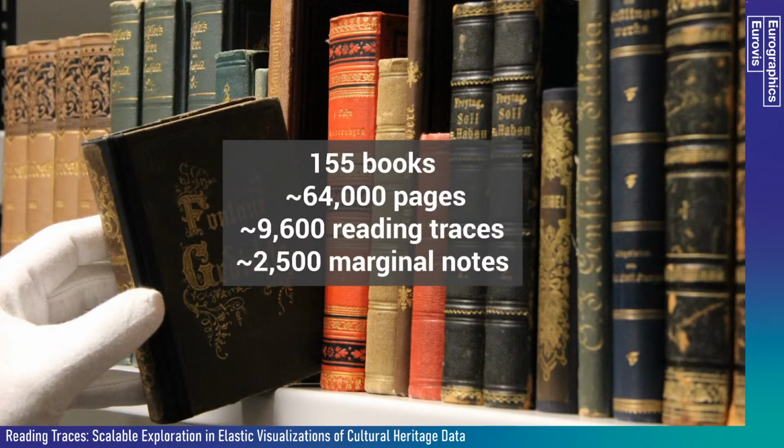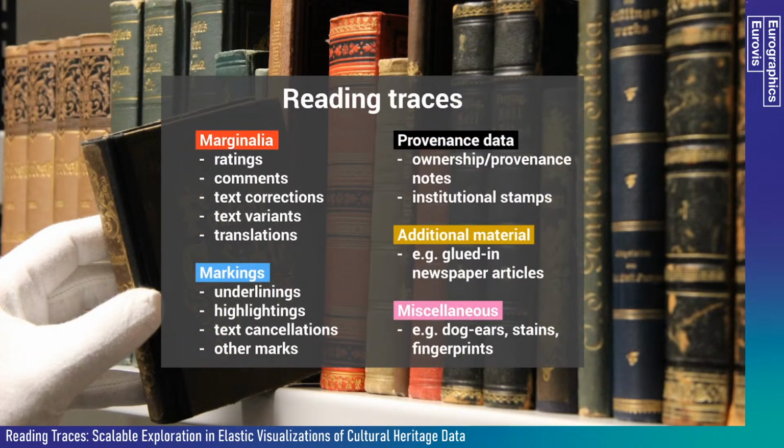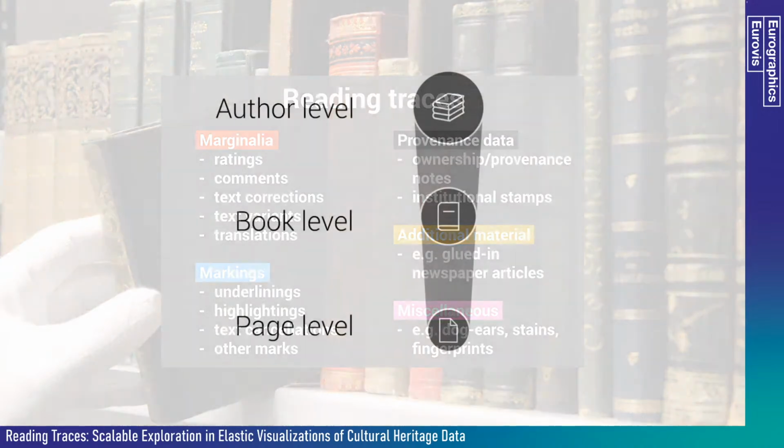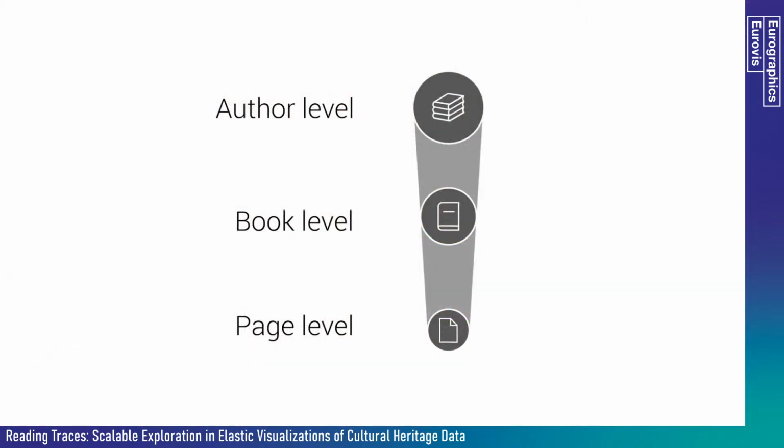Fontane held these books and he worked with them, and this can be seen in numerous reading traces in the books, such as comments, ratings, text corrections, markings, institutional stamps, fingerprints, or glued-in newspaper articles. Furthermore, the case study and our approach of elastic visualizations built on each other, because for the researchers of the Fontane archive it was a priority as well to facilitate both quantitative and qualitative encounters, stretching from the level of individual reading traces to the level of broader patterns in the whole collection.